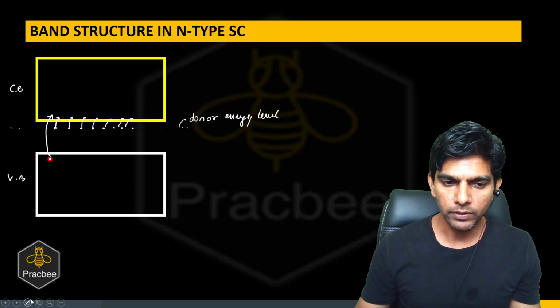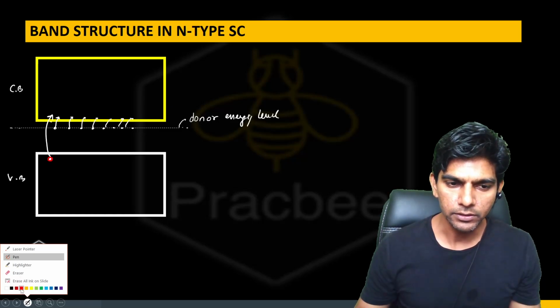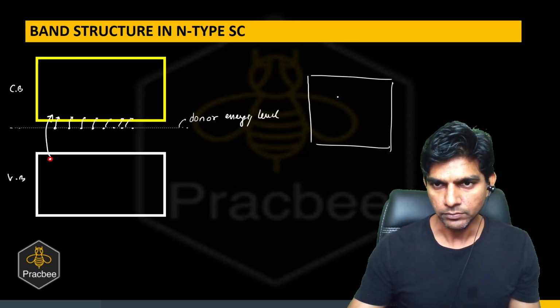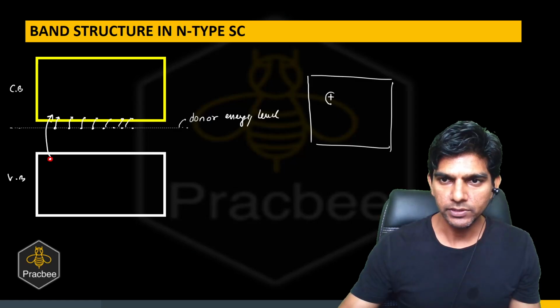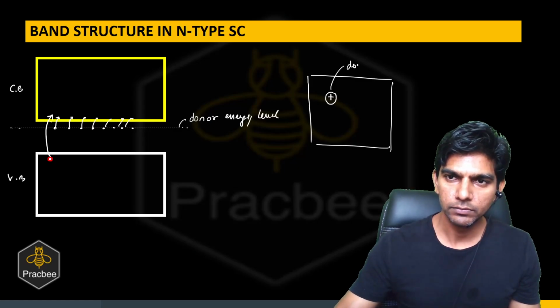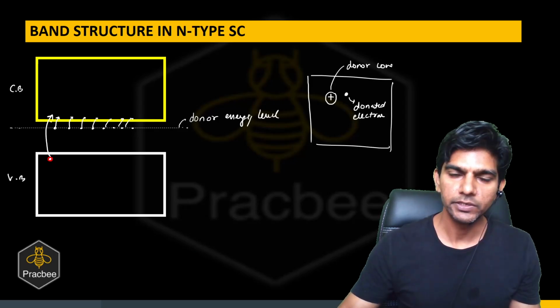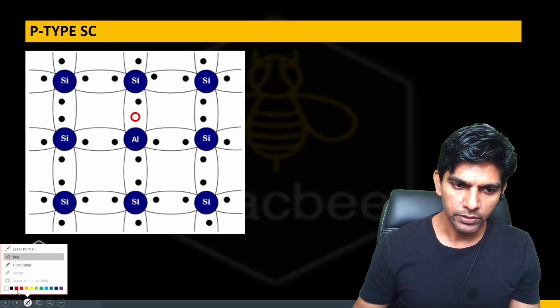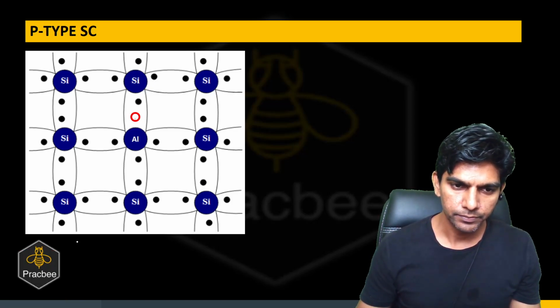And there is one more way in which we can show an N-type semiconductor. Suppose this is our N-type semiconductor. When the phosphorus loses an electron, it will become positively charged. This is known as the donor core. And I can also show an electron, which is the donated electron. Like this we can show. Now let us see another type of semiconductor, which is P-type. Here we are using trivalent impurities.